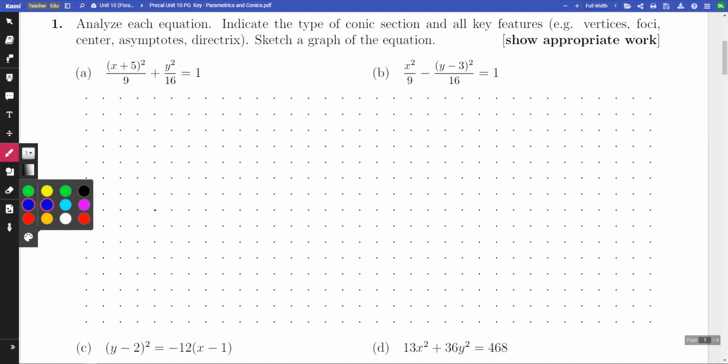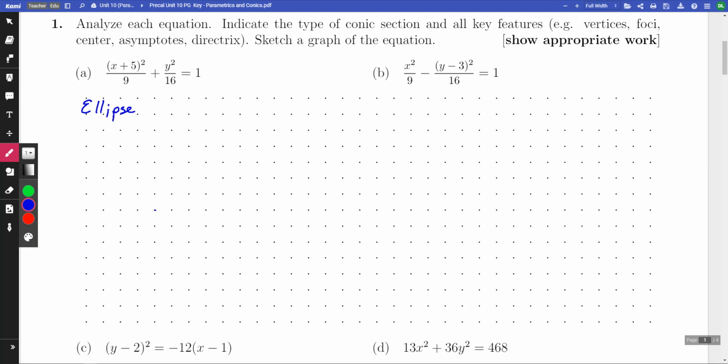Okay, in this video, we're going to talk about analyzing each equation that we have here. We're going to identify the conic section, as well as the key features: the vertices, the foci, the center, the asymptotes, the directrix, depending on what we have. A lot of times the easiest thing is to identify the conic section based on the equation type and where our center is. All right, so for this first one, we have x squared and y squared with addition.